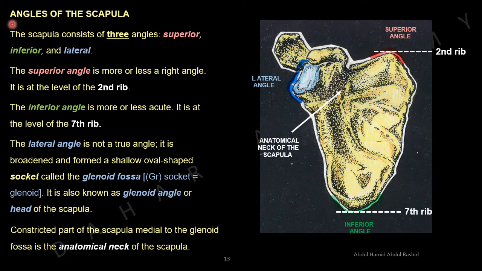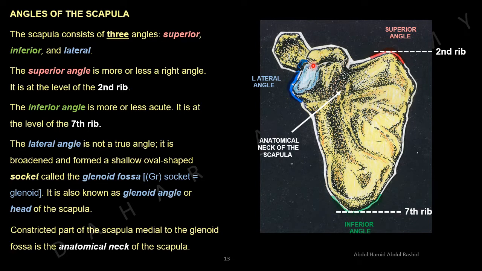Angles of the scapula. Look at the diagram, anterior view of the scapula. The scapula is a triangular structure, so it consists of 3 angles. Look here. This is the superior angle, inferior angle, and lateral angle. The superior angle is more or less a right angle. It is at the level of the second rib. The inferior angle is more or less an acute angle. It is at the level of the 7th rib. The lateral angle is not a true angle.